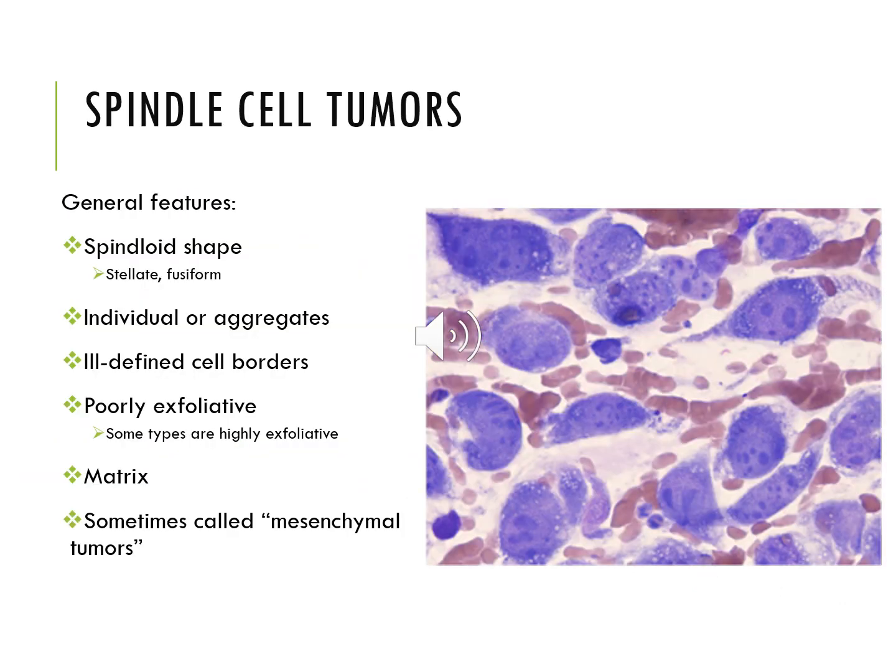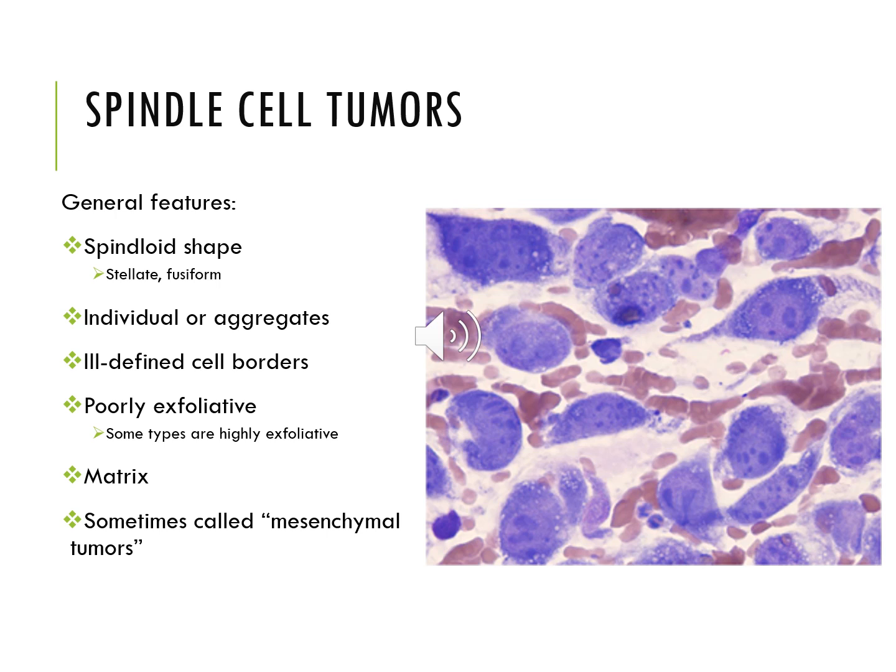Okay, so moving on to spindle cell tumors. So spindle cell tumors have spindle-shaped cells, go figure. Some people also refer to them as stellate or fusiform, but they have a round to oval nucleus, and then they have minimal to moderate amounts of cytoplasm that come to kind of points at either end. They're found individually or in small aggregates, and they typically have ill-defined cell borders. So if you have an aggregate of them, you kind of can't tell where one cell begins and one ends, and there's just these nuclei, and you just can't tell whose cytoplasm belongs to whom.